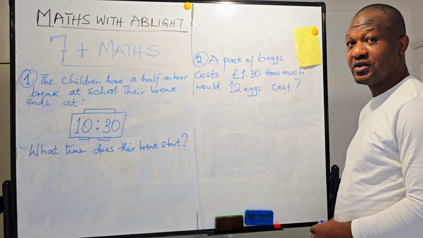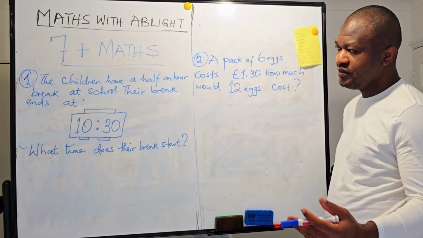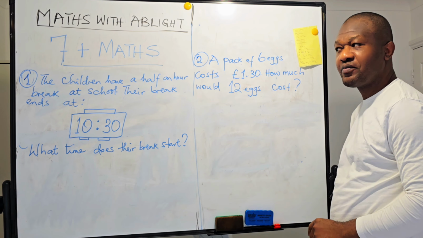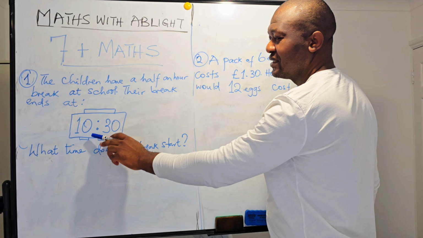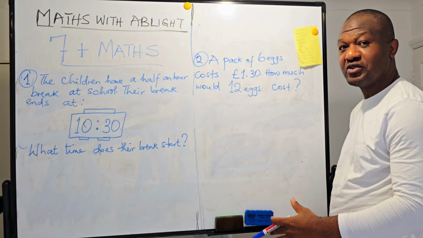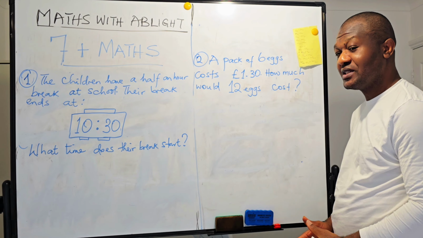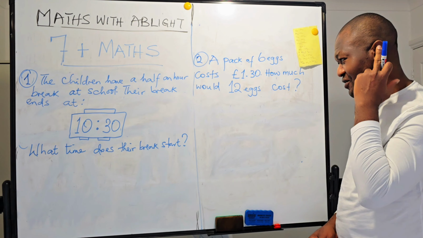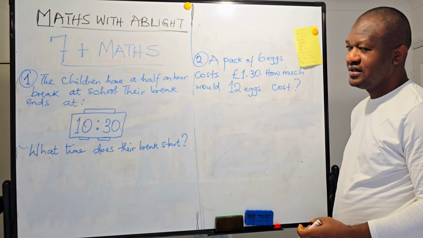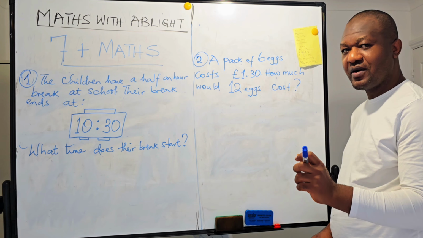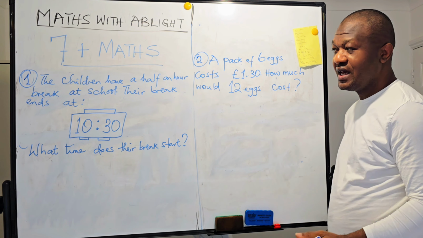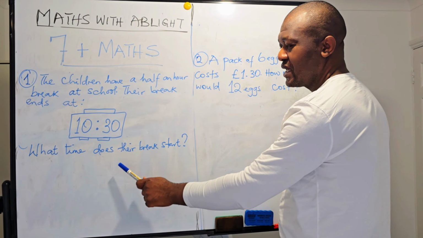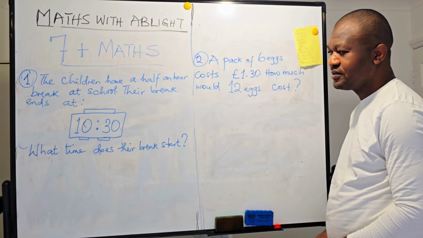Now, the last question before us that we want to tackle this morning. You've been told that the children have a half an hour break at school. Their break ends at 10:30. The children have come to school to study, and it's time for them to go out and have some break, play with friends, socialize and stuff. And they've been told that they have just got half an hour to spend for the break, and that they are to come back from break at 10:30. The question now is, what time does their break start?